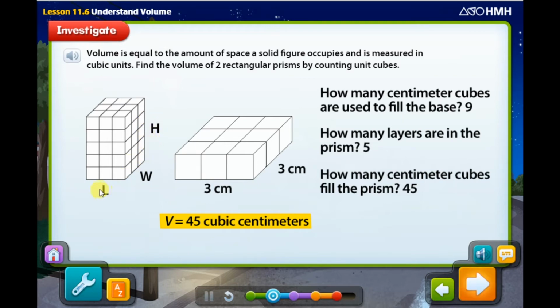We multiplied the 3 numbers together. First, we multiplied the length with the width to find how many cubes in the layer. Then we multiply it by the height to find the volume of the 3D rectangular prism. I hope that you understood. Let's move to another example.